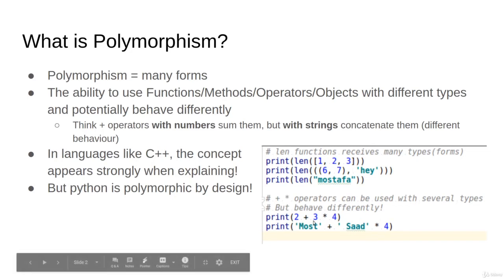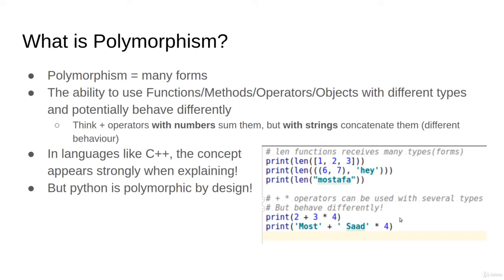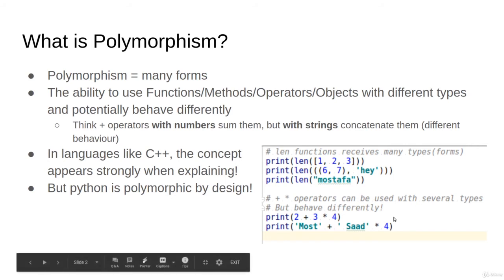So here the 2 plus 3 times 4 is going to compute a math formula, but "sad" times 4 is going to repeat sad 4 times, and then "most" will be concatenated to all of them. So now the behavior here is a bit different. We call that operator overloading, by the way. You are overloading these operators to do specific different behavior. Behind the scenes, as we will know, the plus and the multiplication are actually specific functions that are defined in the integer class or the string class, doing a specific operation.